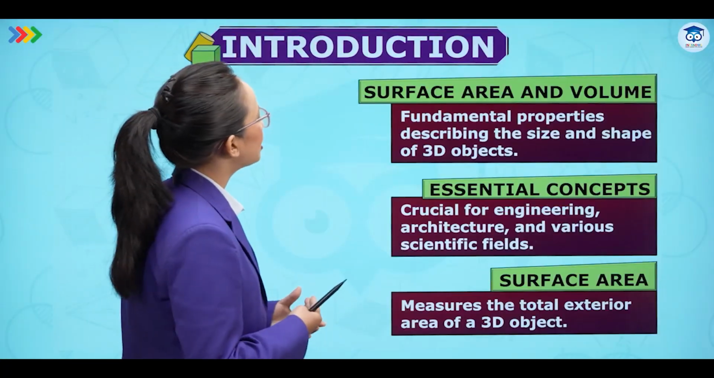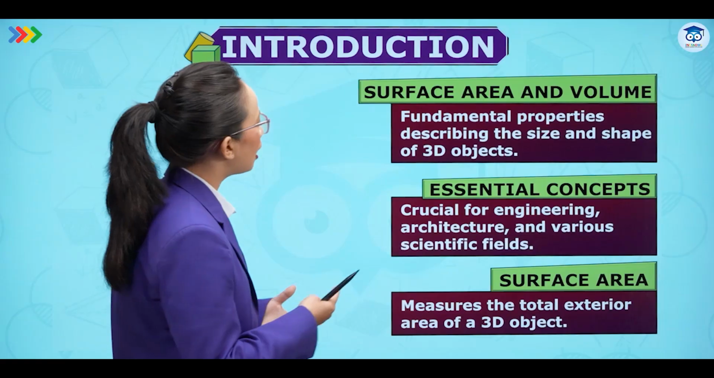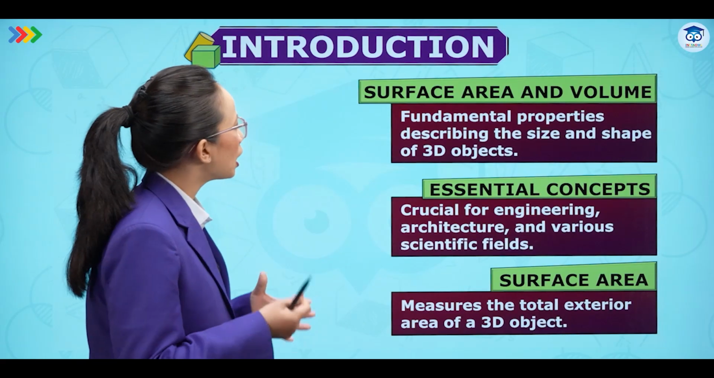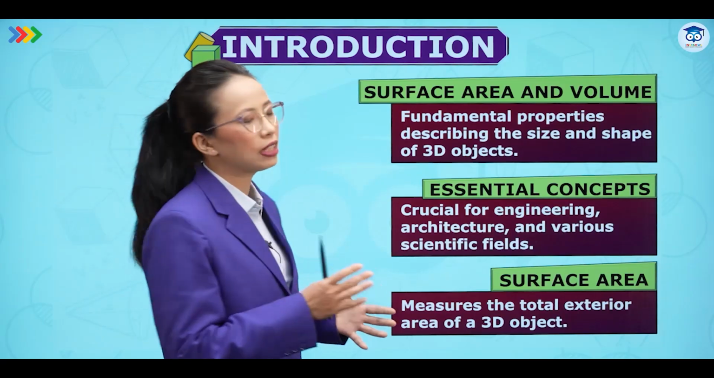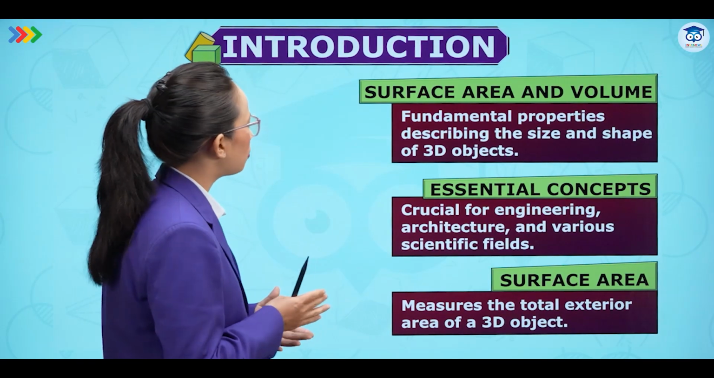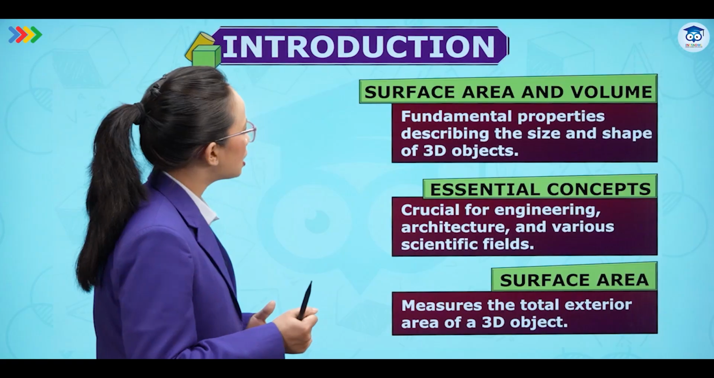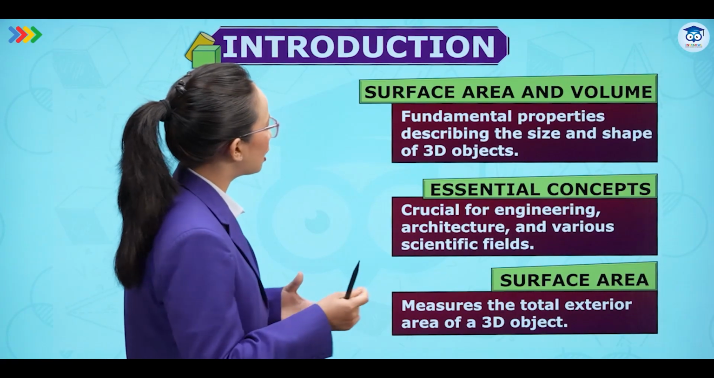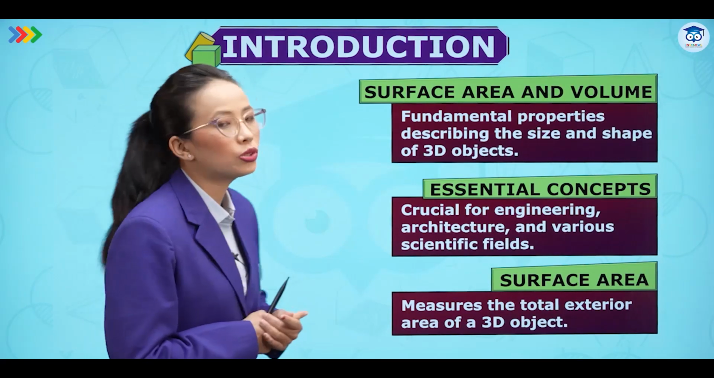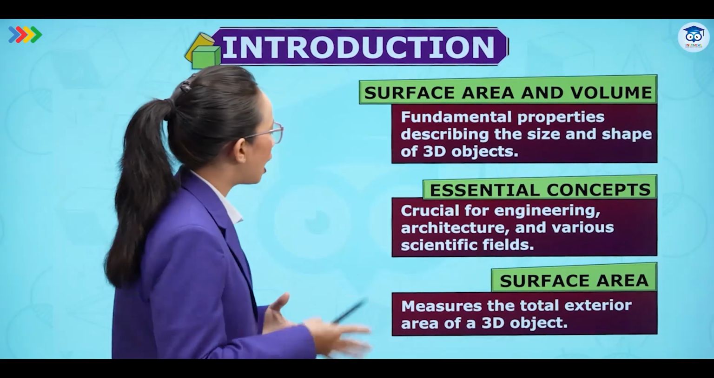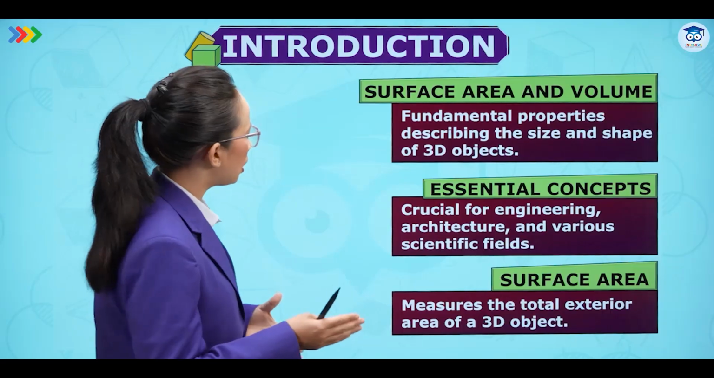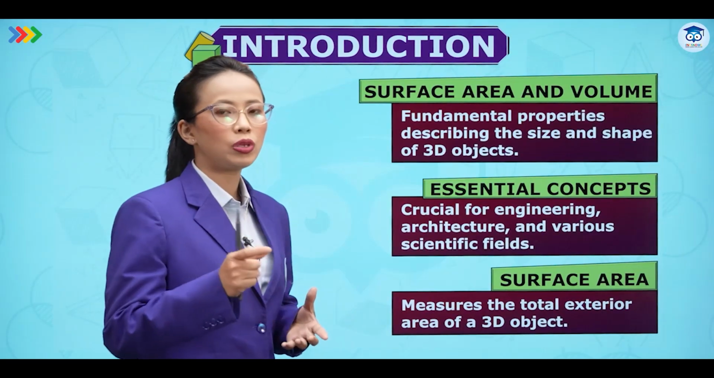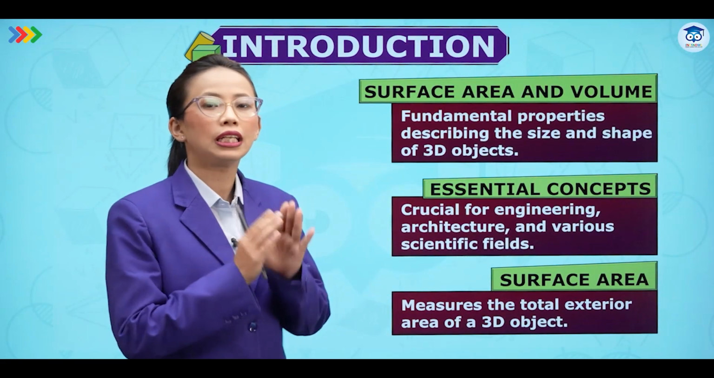Let us understand about the surface area and the volume. Here it gives the fundamental properties by defining the sizes and the shape of 3D objects. Now it is held for the essential concept, right? It is used in the engineering field, architecture field, and surface area we can find out from a 3D object.